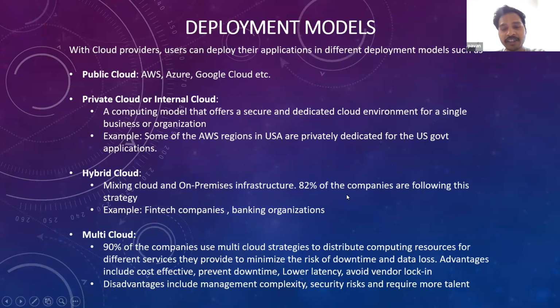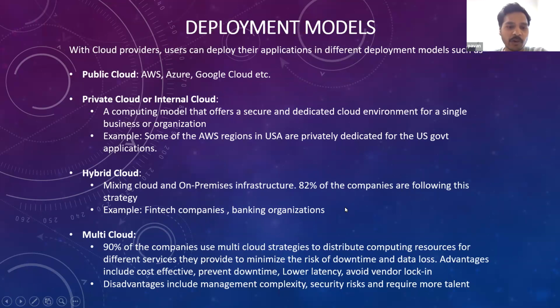Well, 82% of the current companies are following this strategy. Examples are fintech companies and banking organizations, as we discussed in the last slide. Mainly, they follow the platform as a service model. And multi-cloud: 90% of the companies use multi-cloud strategies to distribute computing resources for different services to minimize the risk of downtime and data loss.